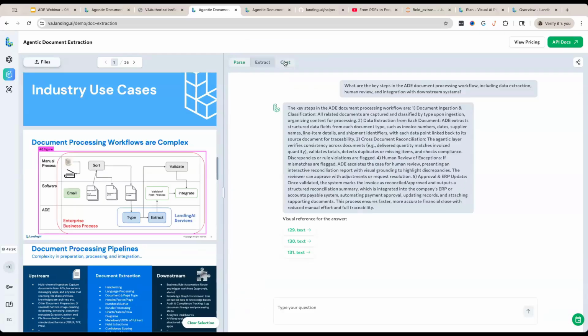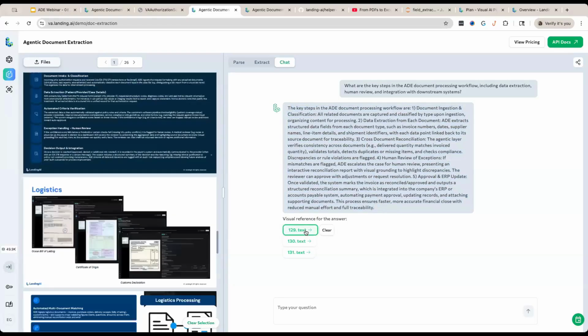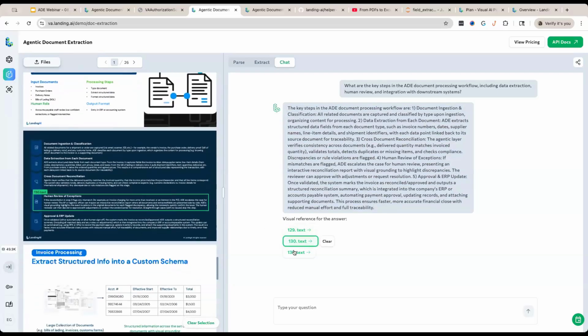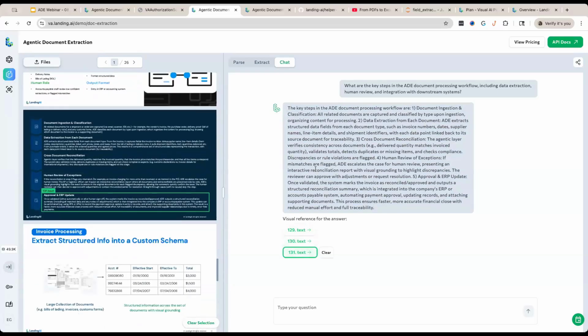So that's what I'm just going to show next. It's another very helpful feature of the visual playground. Here, in advance, I've asked: what are the key steps in ADE document processing workflows, including data extraction, human review, and integration with downstream systems? Then it's providing a really great answer here, and giving me information on where it's ultimately identifying that in the presentation. So really valuable, and it just shows how you might leverage this information in your own chat-based systems.